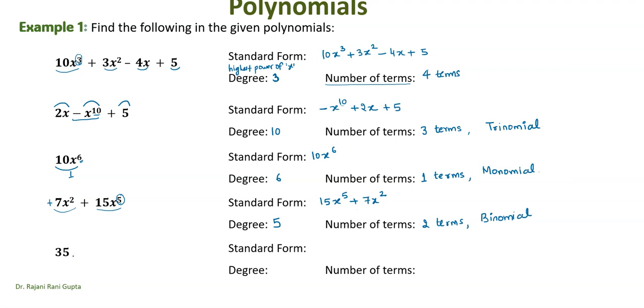Let's move to the next example. 35. Yes, it is a polynomial. We call it a constant polynomial because it does not have any x. The standard form is again the same because it's only one term. As there is no x, we can say it is x^0, so the degree is 0. The number of terms is 1. So what do we call it? Yes, monomial. I hope now the basic concepts related to polynomials are clear.